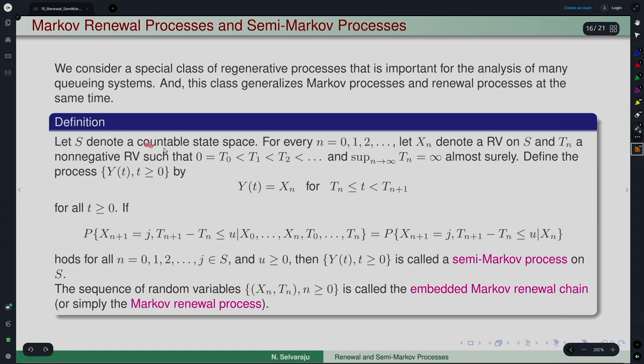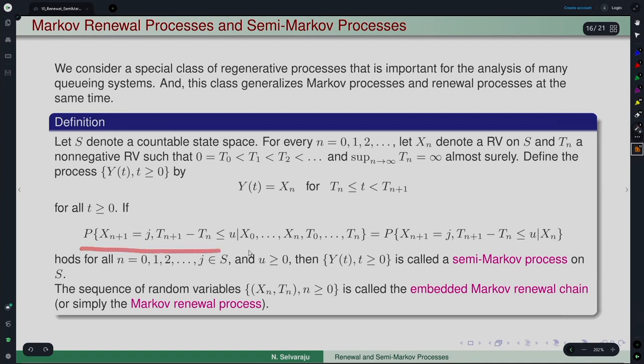Take a countable state space S. Then for every n = 0, 1, 2, let Xn denote a random variable on this state space, and Tn a non-negative random variable such that T0 = 0 and T0 < T1 < T2 and so on, such that the supremum of Tn tends to infinity almost surely, or with probability 1. Now, you define the process Y(t) to be Y(t) = Xn for t between Tn and Tn+1, for all t greater than or equal to 0.